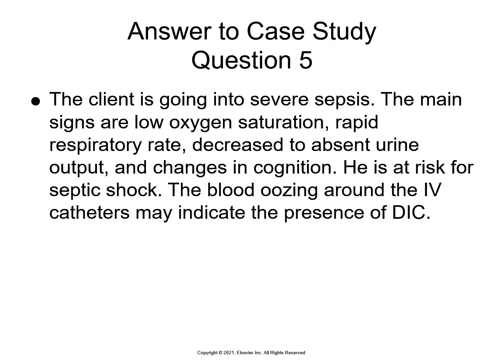These are indications or cues that the patient is going into severe sepsis. The main signs are low oxygen saturation, rapid respiratory rate, decreased to absent urinary output, and changes in their cognition. He is at risk for septic shock. The blood that's oozing around the IV may indicate the presence of clotting problems, that is, disseminated intravascular coagulation.